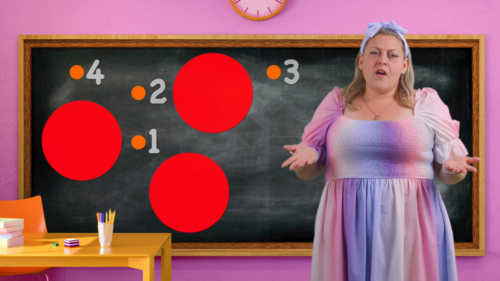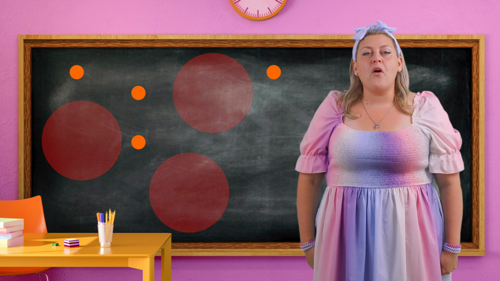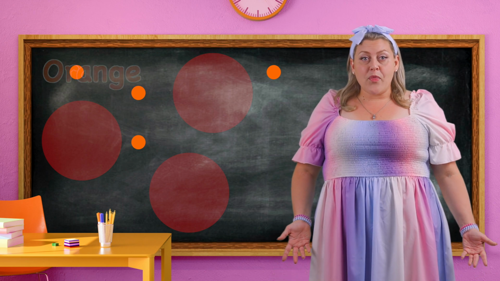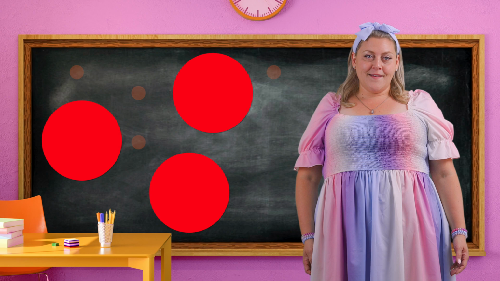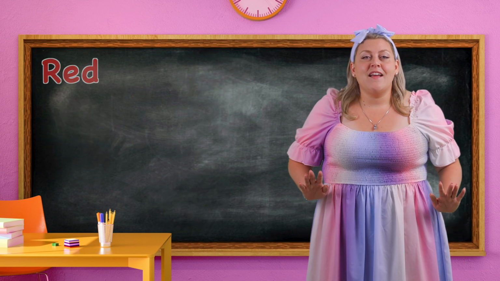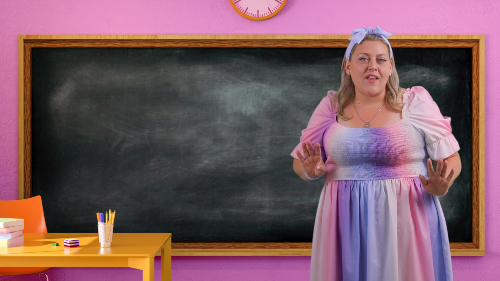What colors are the small circles? That's right, the small circles are orange. What about the big ones? What color are the big circles? Yes, they are red. Let's take a look around and see if we can find any circles anywhere.